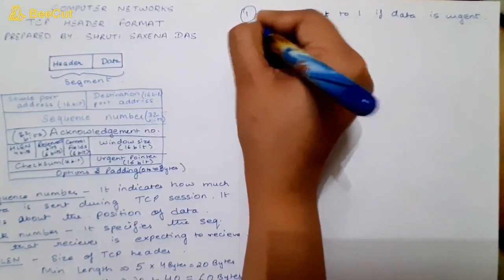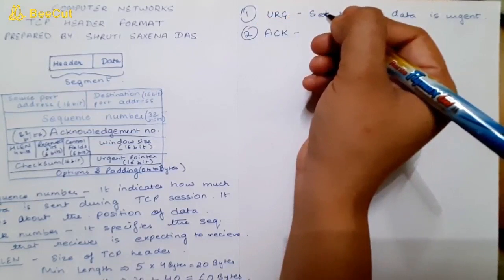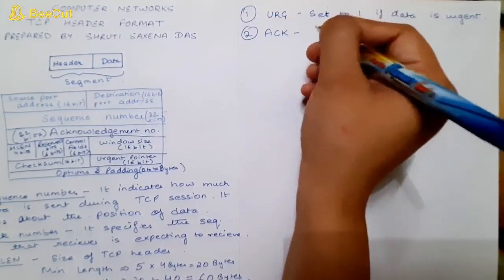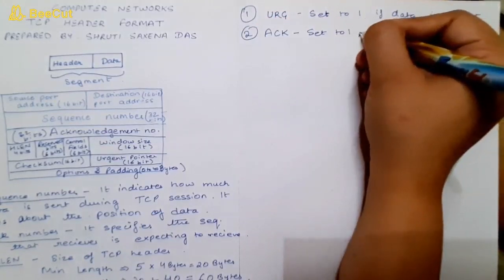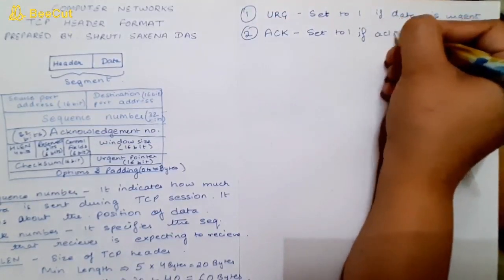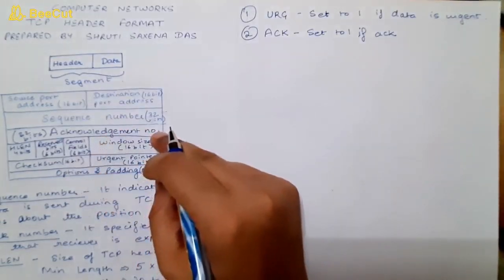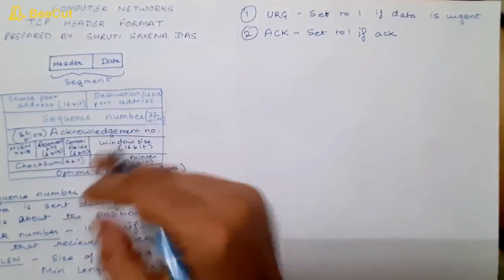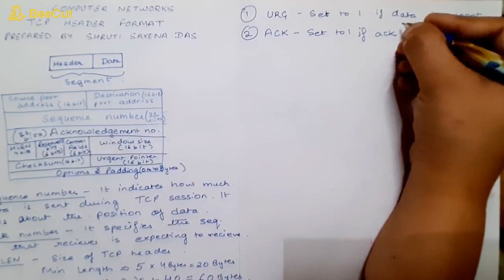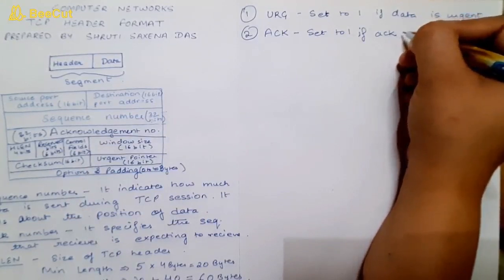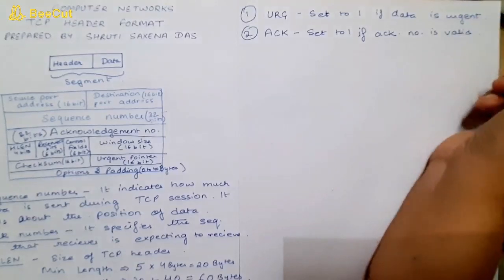The second is ACK. This is for acknowledgement. If this is set to 1, that means the acknowledgement number is valid. So if the acknowledgement number is given, then that will be validated by this control bit.